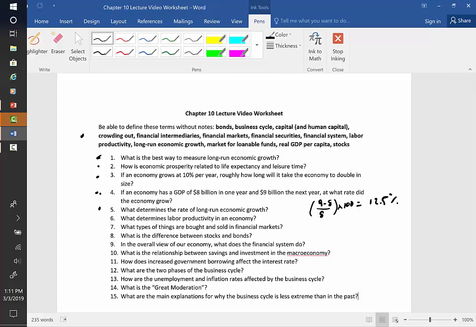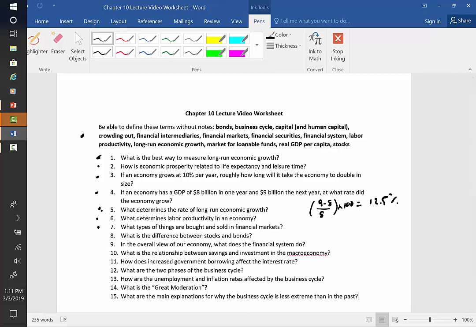That would be labor productivity. Number 6 says, what determines labor productivity? Well, basically capital, as in physical capital, machines, tools, and that kind of thing. And also human capital, the accumulation of work experience and education that helps workers be more productive. Also technology, and strong property rights. Very important. Okay, number 7 here says, what types of things are bought and sold in financial markets?